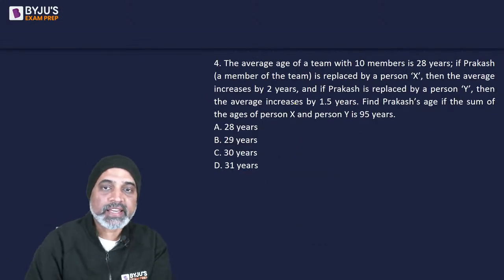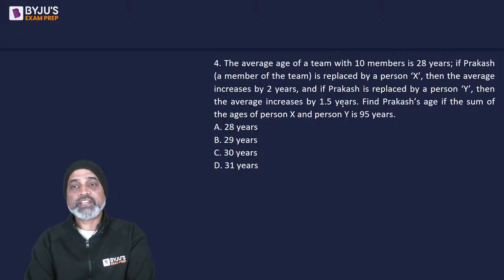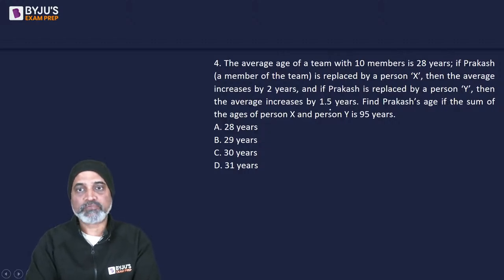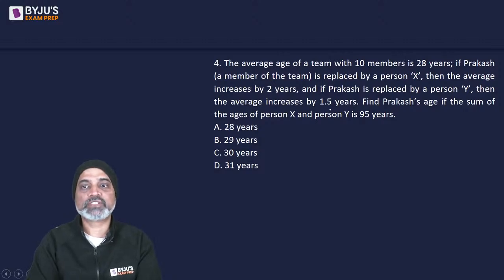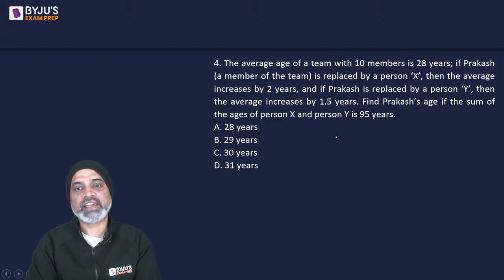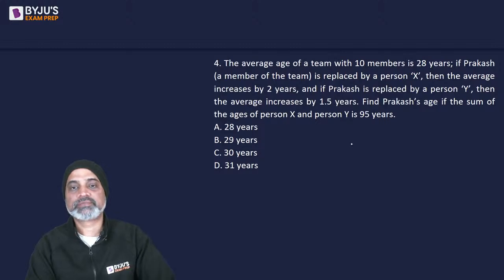Okay, next. The average age of a team with 10 members is 28 years. If Prakash, one of the members of the team, is replaced by a person X, then the average increases by 2 years. And if Prakash is replaced by a person Y, then the average increases by 1.5 years. Find Prakash's age if the sum of the ages of person X and person Y is 95 years.